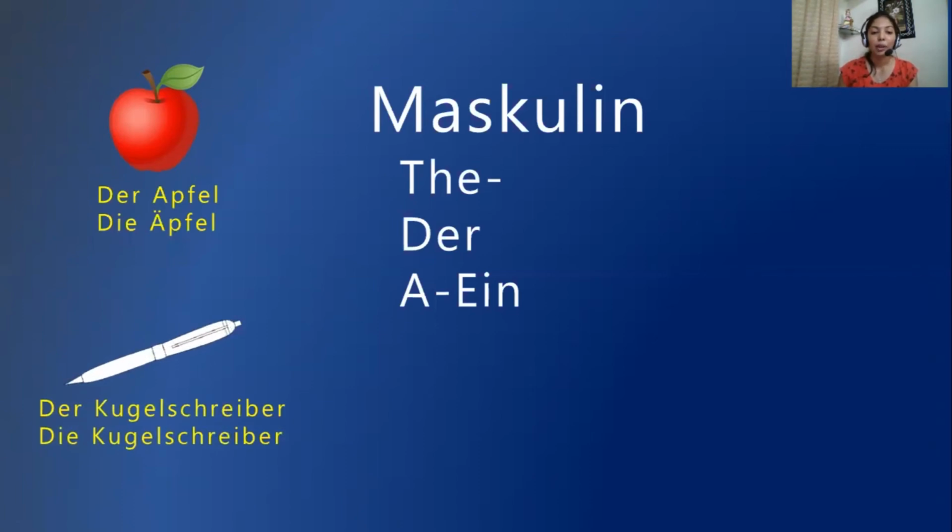Der Kugelschreiber. Kugelschreiber is a pen and the plural is die Kugelschreiber. Now, if you see over here, I can differentiate between one pen and multiple pens based on the article. The plural for Kugelschreiber remains Kugelschreiber, but when I say der Kugelschreiber, I understand I'm referring to only a single pen, only one pen. When I say die Kugelschreiber, I am referring to multiple pens, maybe two or more.